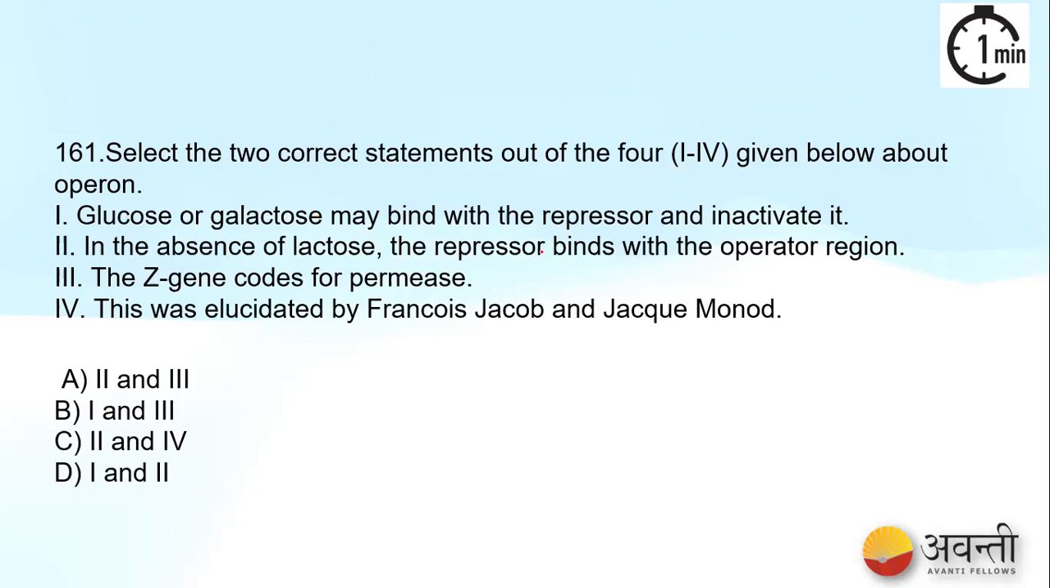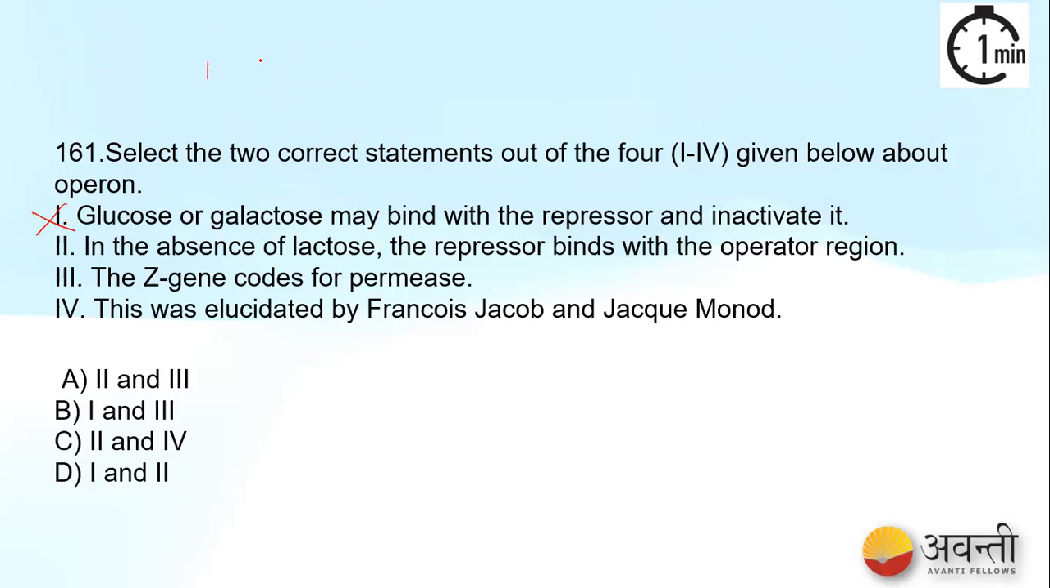So glucose or galactose may bind with the repressor and inactivate it. So we know that it is wrong. Whenever we studied the Lac-Operon model, we know that allolactose goes and binds to the repressor and it changes its molecular configuration, and then the repressor becomes useless because it can no more recognize the operator region.